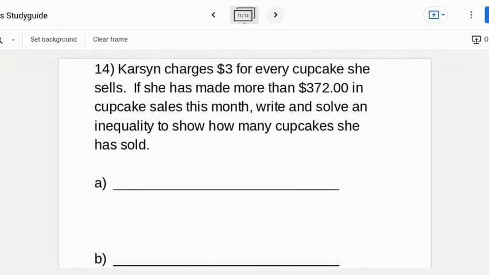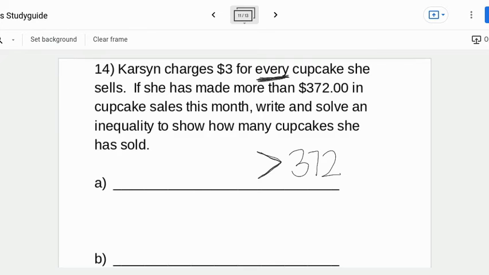Okay, we're almost there. Number 14 asks us to write and solve. So Carson charges $3 for every, that keyword of for each, for every, we know what that means, cupcake she sells, if she has made more than 372. So I know my inequality symbol is a more than, greater than, right?